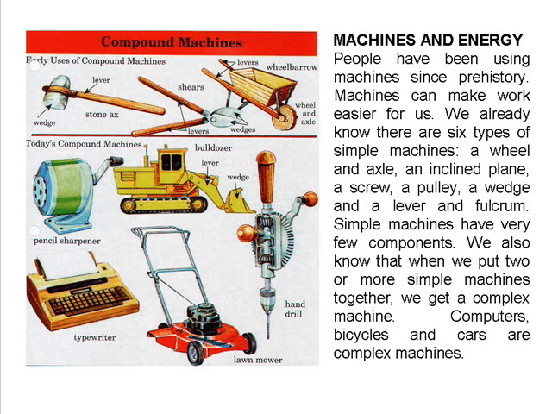Machines and energy. People have been using machines since prehistory. Machines can make work easier for us. We already know there are 6 types of simple machines: a wheel and axle, an inclined plane, a screw, a pulley, a wedge, and a lever and fulcrum. Simple machines have very few components.